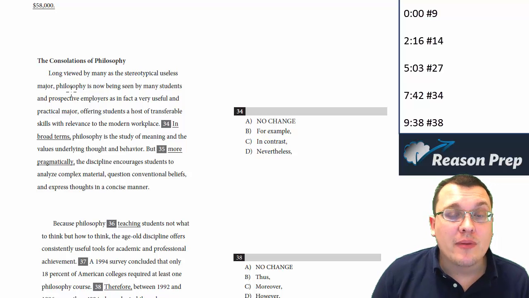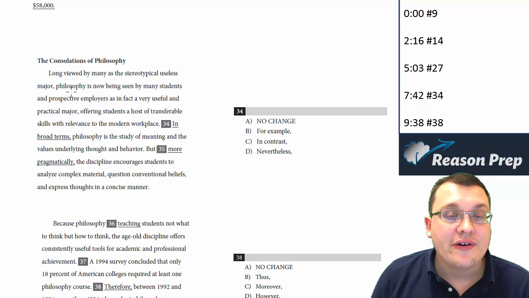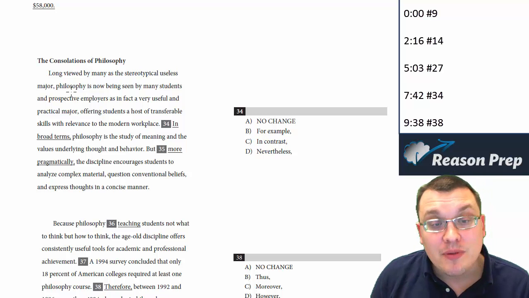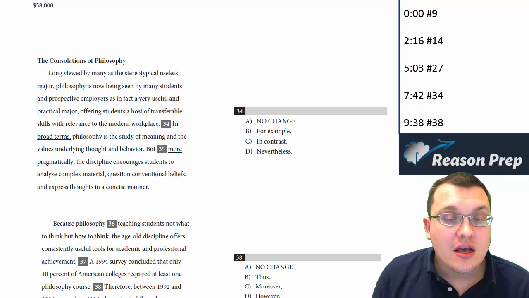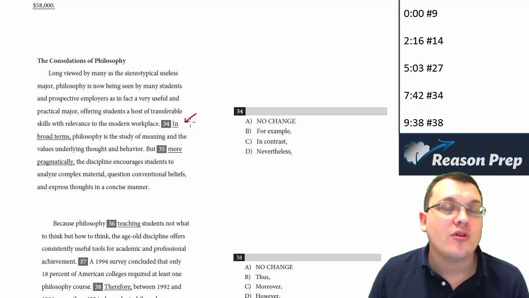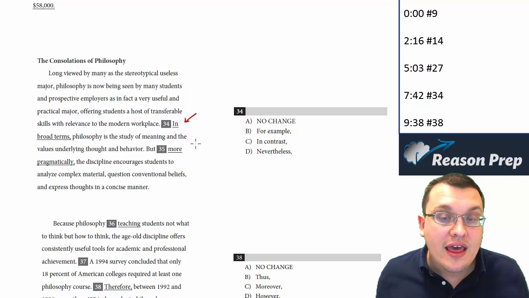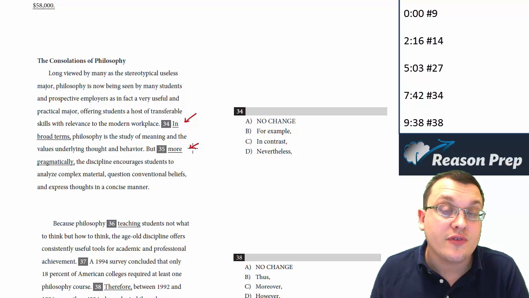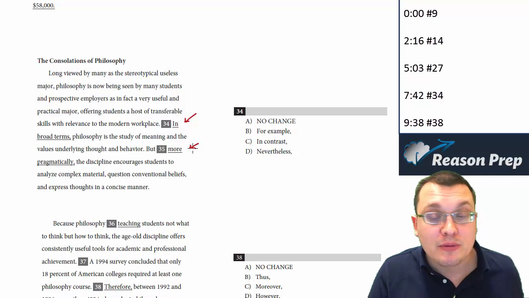We begin with an introductory sentence about how students and employers value philosophy. In sentence 34, we say, in broad terms, philosophy is the study of meaning. And then in the next sentence we say, but more pragmatically, in other words, practically, the discipline encourages students to do this. So we begin in 34 by discussing what philosophy is in broad terms. And then in 35, we focus on what benefits it offers pragmatically, or the utilitarian, useful side of philosophy, especially when you're talking about what employers might be looking for.